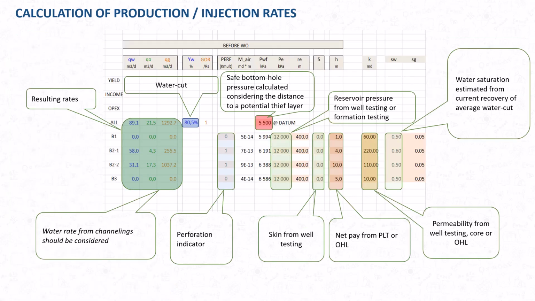So actually there's a lot of different things which are taken into account in this table, such as skin, for example, which can be taken from the well testing, the net pay, which we can take from the open hole logs or cased hole logging, the reservoir pressure in overlaying and underlaying water thief layers, which could be taken from the formation testing, and so on and so on. So again, it looks quite extensive, but if you think of it, it's quite simple. So this table would allow us to calculate the rate before and after the activity and calculate the incremental gain.